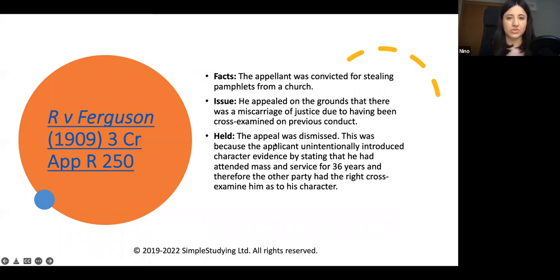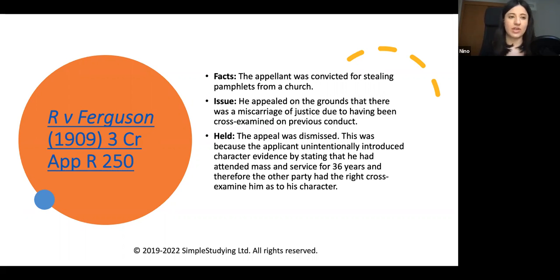Ferguson is an important case that you should know about character evidence. Here, the appellant was convicted for stealing pamphlets from a church, and he appealed on the grounds that there was a miscarriage of justice due to having been cross-examined on previous conduct. The appeal was dismissed. This was because the appellant unintentionally introduced character evidence by stating that he attended mass and service for 36 years, and therefore the other party had the right to cross-examine him as to his character.